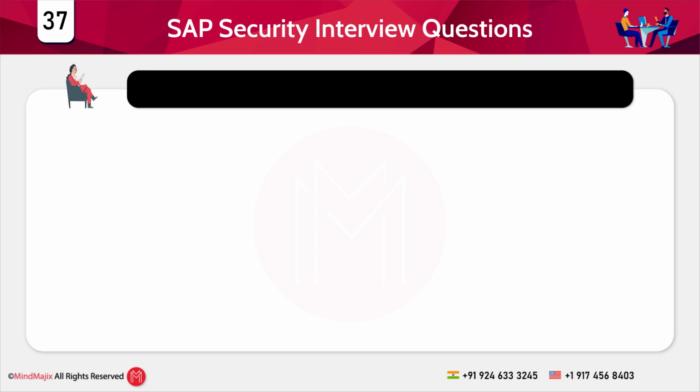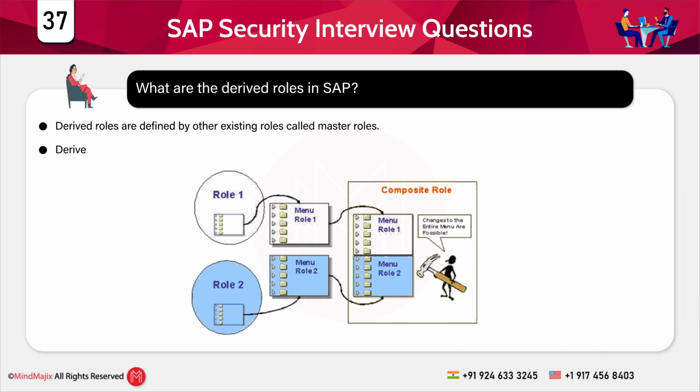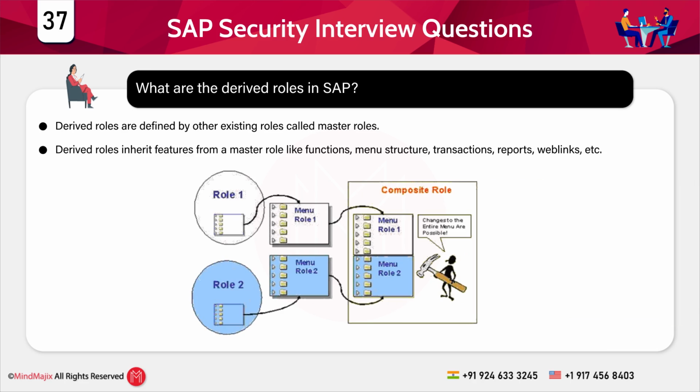The next question is, what are the derived roles in SAP? So derived roles are defined by other existing roles called the master roles. Derived roles inherit the features from a master role like functions, menu structure, transactions, reports, web links, and so on.